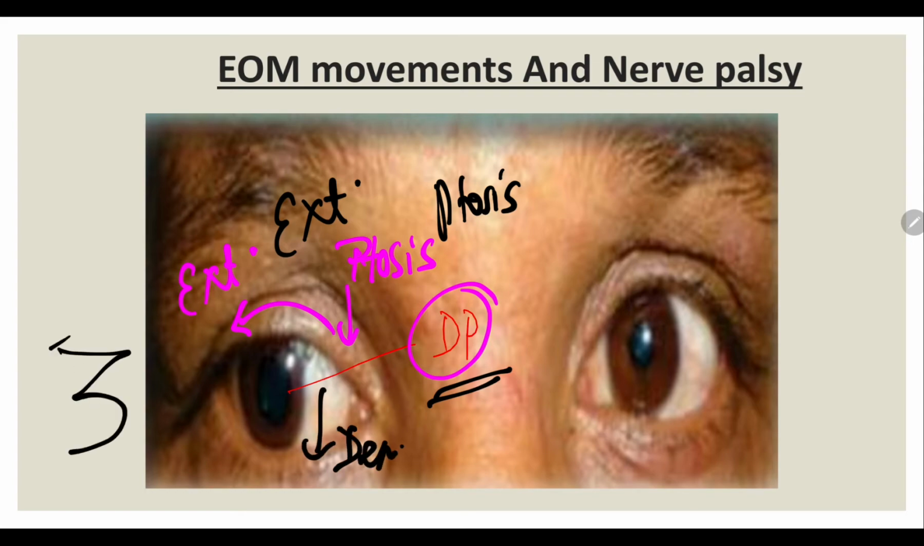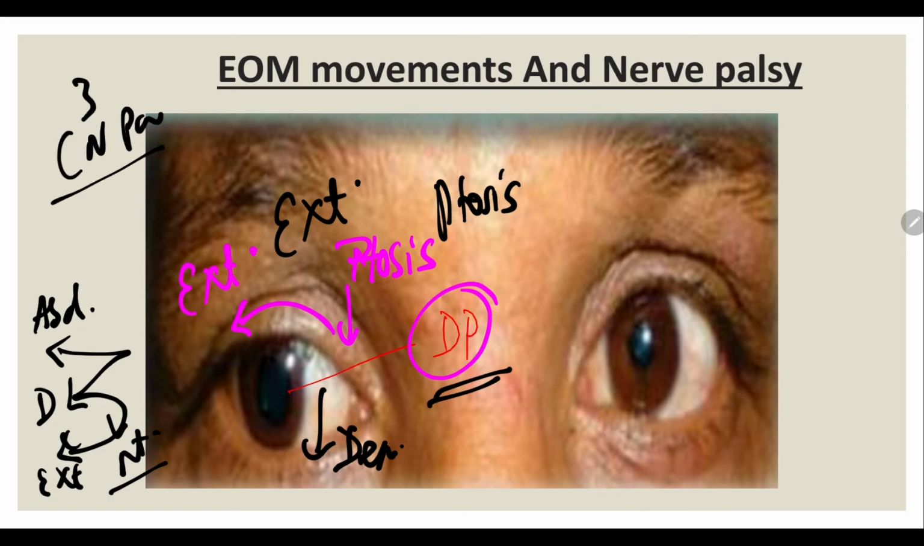So it is again coming like this. So there is abduction, depression, extorsion, ptosis. All the components are here. So we have discussed it is the third cranial nerve palsy, oculomotor nerve, complete oculomotor nerve palsy.